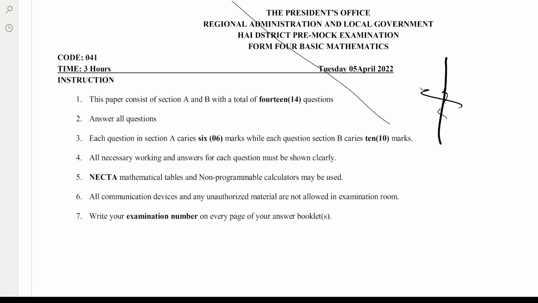So as you can see, the instructions are as per the new format, and students were supposed to answer all questions from both sections A and B, a total of 14 questions. Each question in section A carries 6 marks, while a question from section B carries 10 marks. All necessary working and answers for each question must be shown clearly. Mathematical tables and non-programmable calculators.